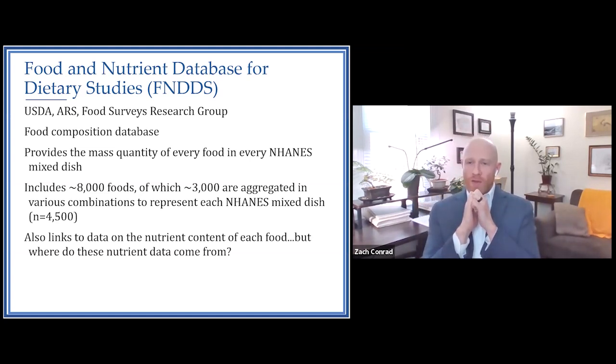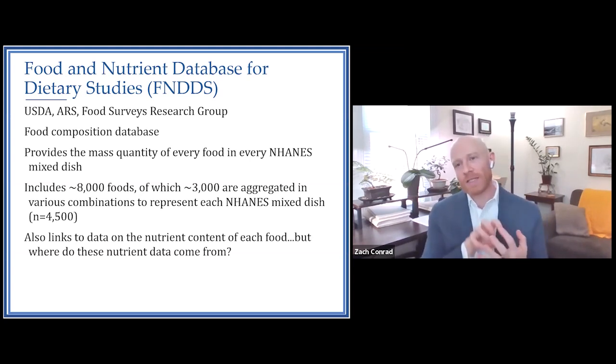So FNDDS is going one step further and also providing nutrient data for each of the foods. And since it's providing nutrient data for each of the foods, then you can just add up the nutrients, right?